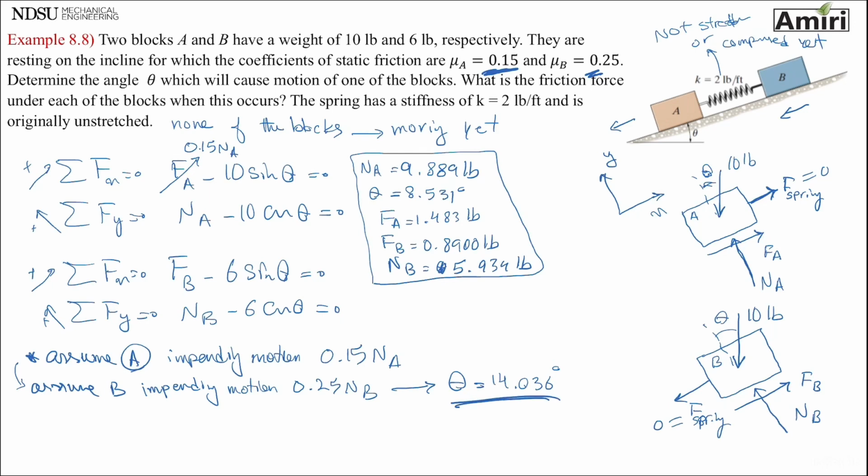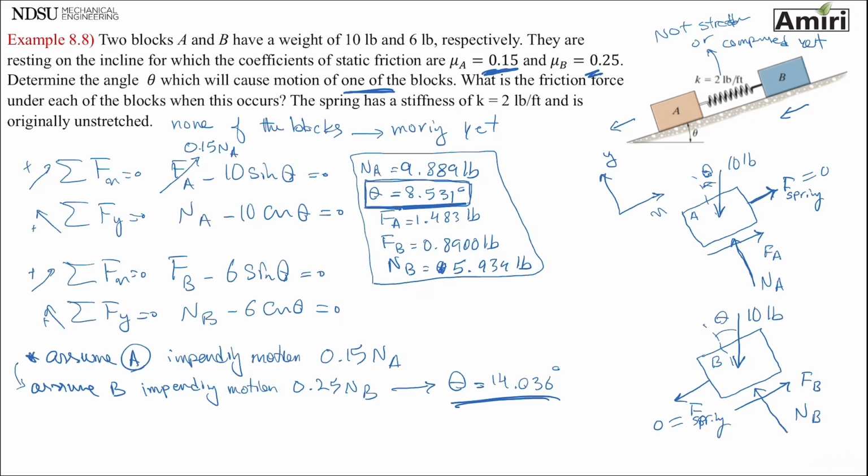So let's see what that means. I start from theta of 0 and I increase the slope. When I reach 8.5, what happens? A starts to slip. The problem says find the theta that will cause motion of one of the blocks. So I'm done. That means this angle is the angle that will cause motion, and it will cause motion in A. Because B requires a lot larger angle before it starts moving.